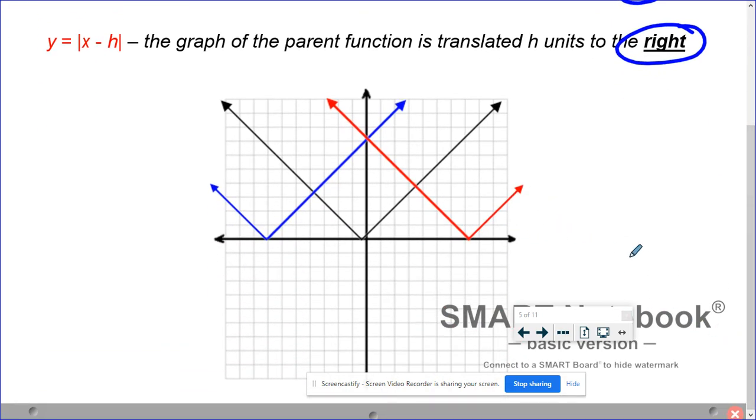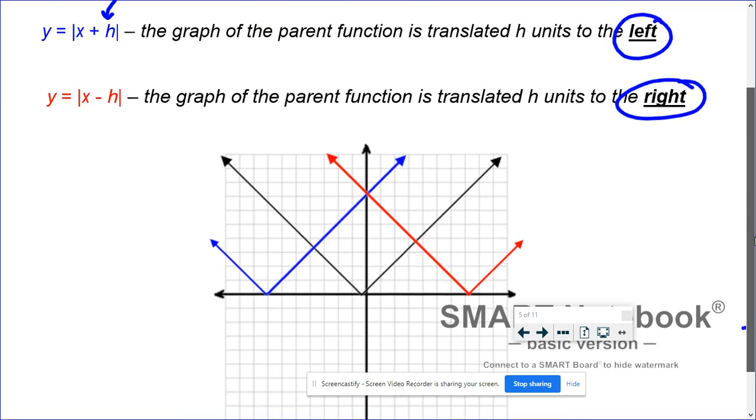So you look at this picture here. When it was plus and it moved it left, that's what you're seeing here in the blue. And again, we're just making up a number. H is generic. So it moved it some amount to the left, whatever H is. When it's minus on the inside, it moves it right. That's what you're seeing here in the red. Okay, so it moved it to the right.